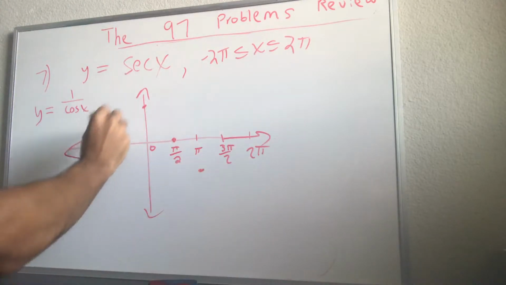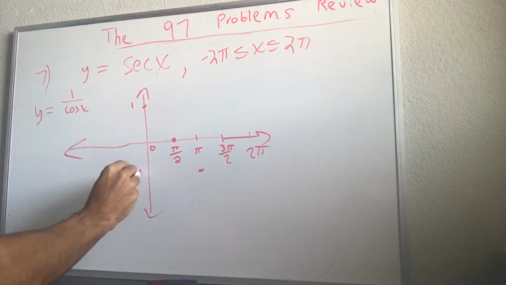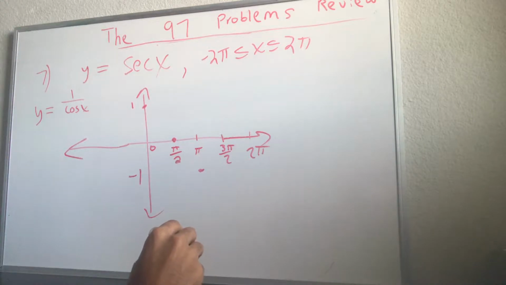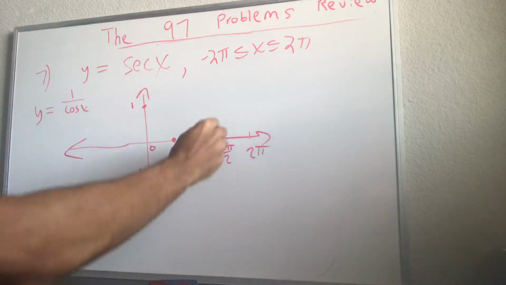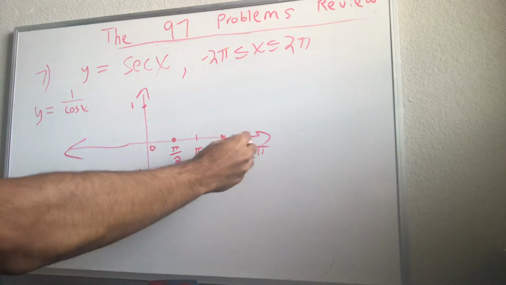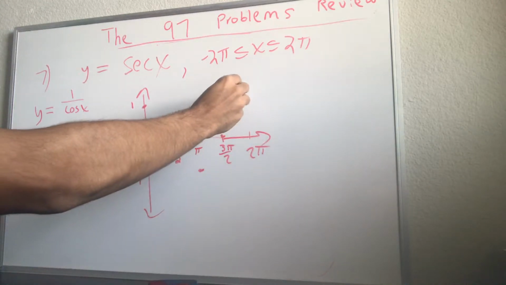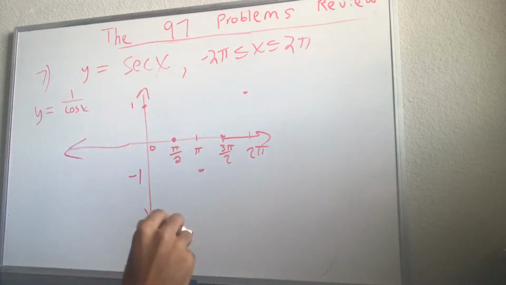So obviously this is 1, this is negative 1. And then 3 pi over 2: cosine of 3 pi over 2 is 0. And cosine of 2 pi is 1. So obviously we have that V-shaped curve over here.